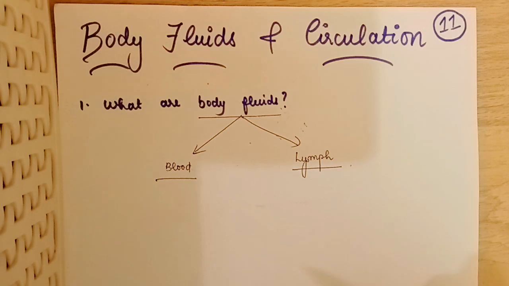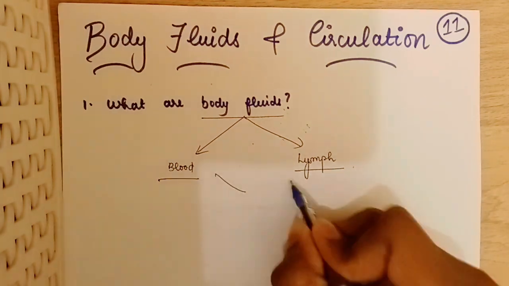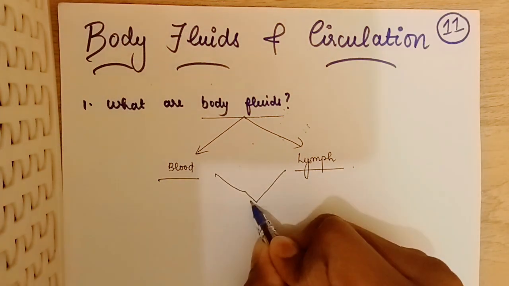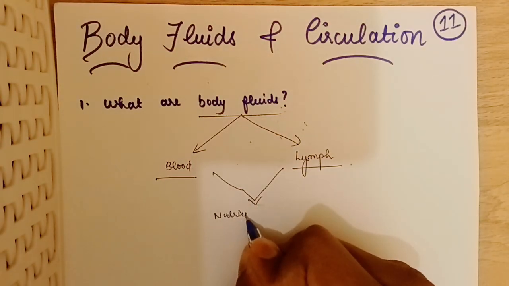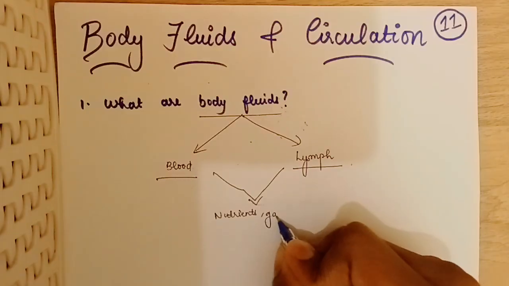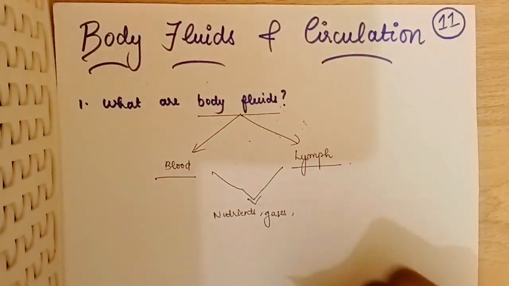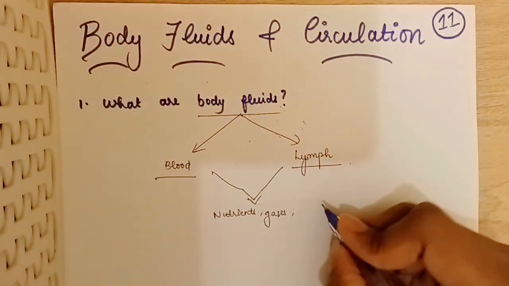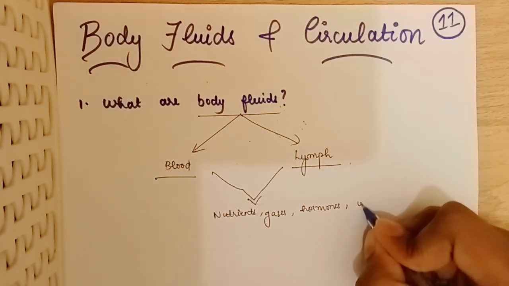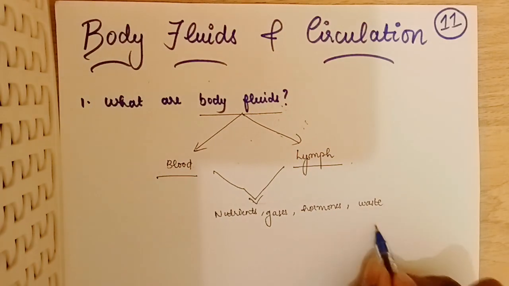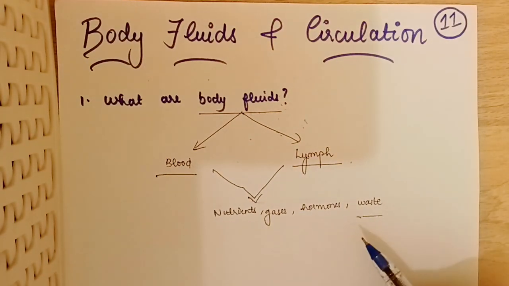Now, what do they help in transport? They help in the transport of nutrients and then gases. Which gases? Nitrogen, oxygen and carbon dioxide. Then hormones as well as waste. Blood carries waste to the kidneys for excretion.